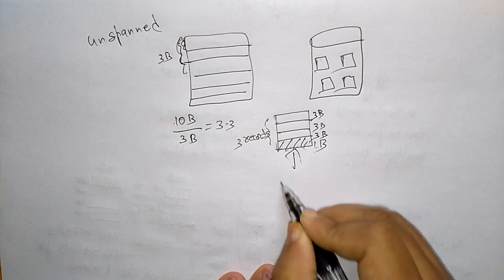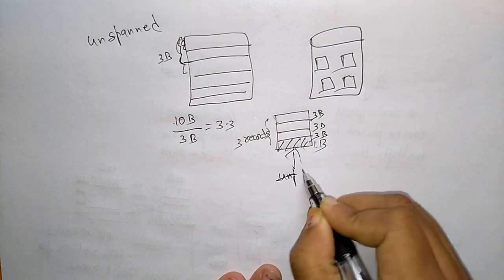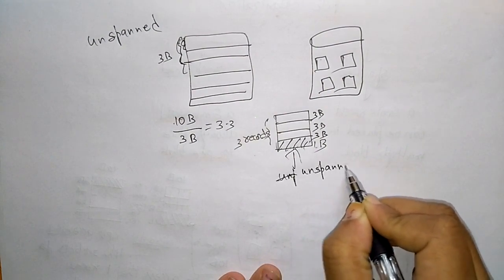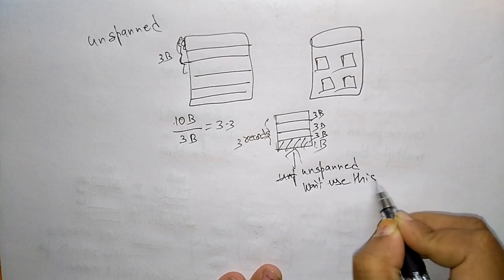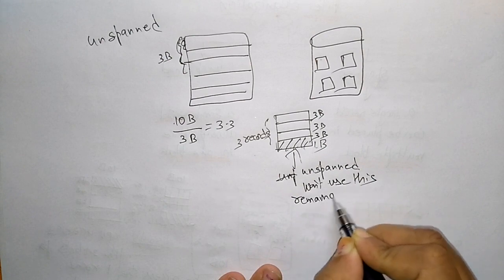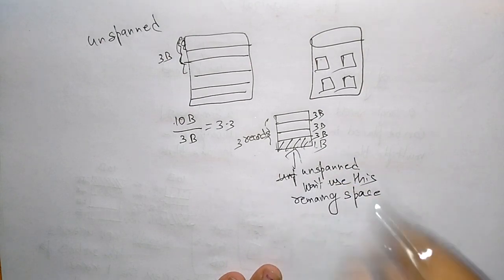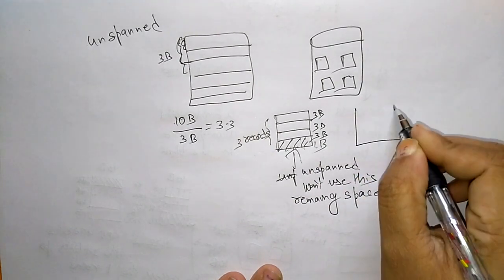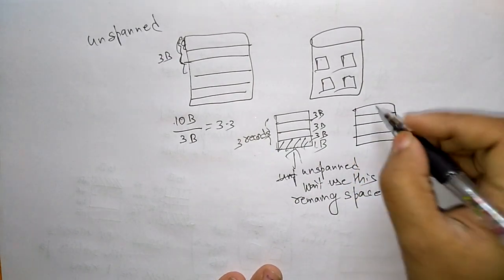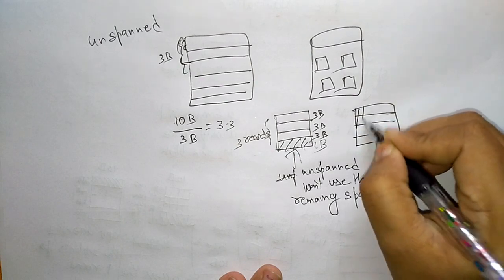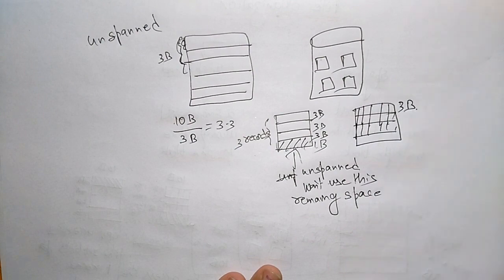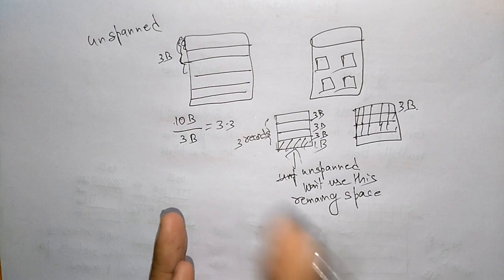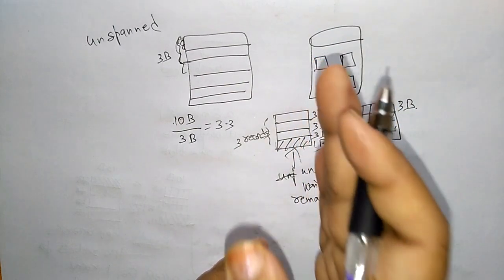So in the unspanned, it won't use this remaining space. So it doesn't use the remaining space. It goes for another block, okay, and stores in the remaining 3 bytes. Okay, so the main difference here, I said, in unspanned, a single record is always placed in one block.